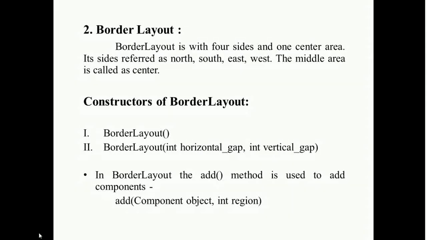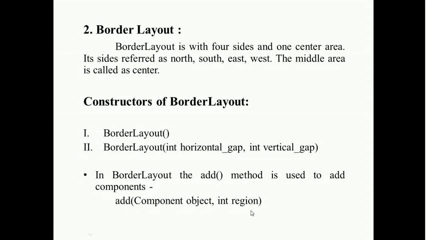The add method is used to add the components. The syntax is add(component object, int region). This add method has two parameters. First is the component object and second is the int region. Here region specifies where the components are to be placed. In the border layout, the region is specified by a constant, and the constant values are BorderLayout.CENTER, BorderLayout.SOUTH, BorderLayout.EAST, BorderLayout.WEST and BorderLayout.NORTH. These are the constant values for the region.